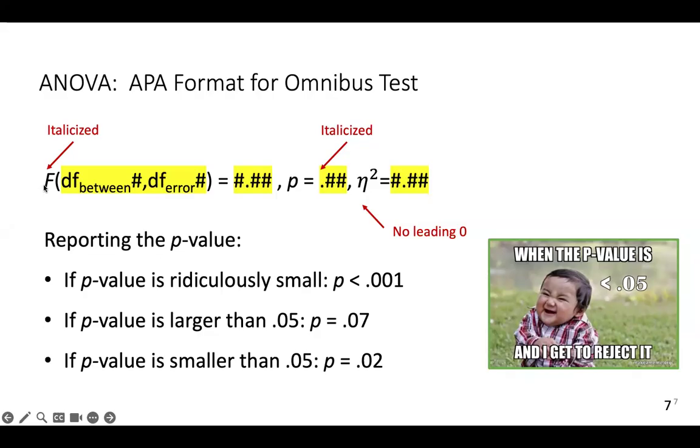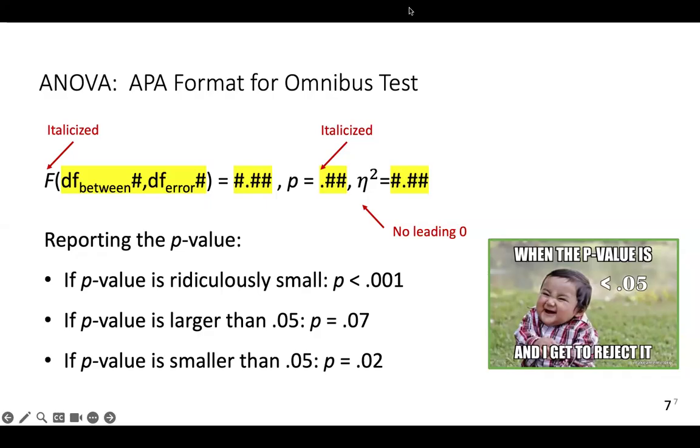You have a capitalized F in italics, and then inside the parentheses, you put your degrees of freedom between, a comma, and then degrees of freedom within or error. Then you report your F value, you report your p value, the p is italicized, and you also report the eta squared effect size. If it's significant, you then would also report your Tukey's t-test results.